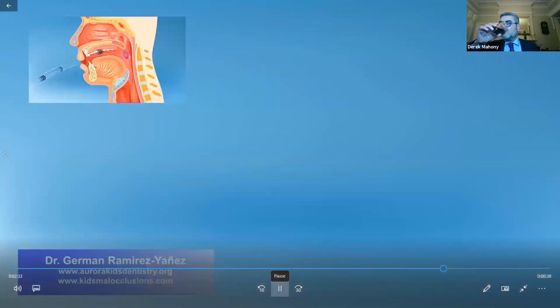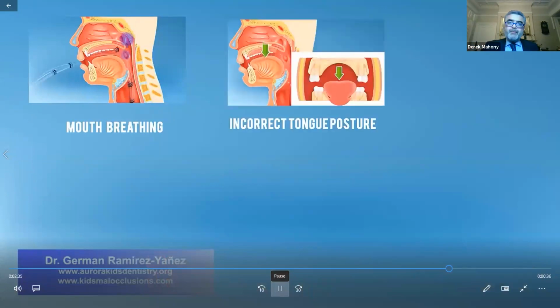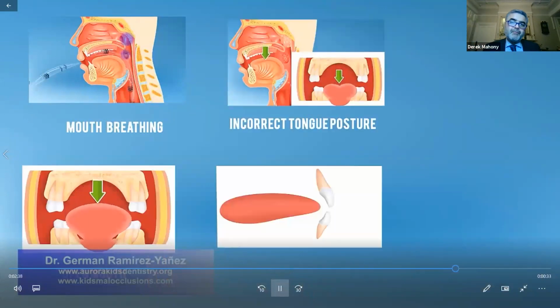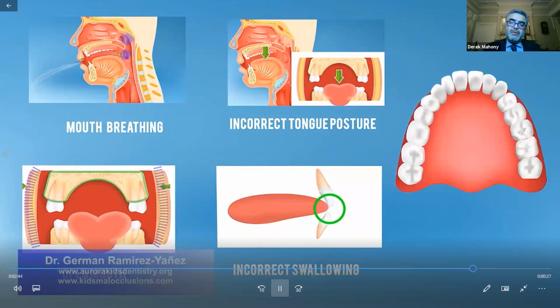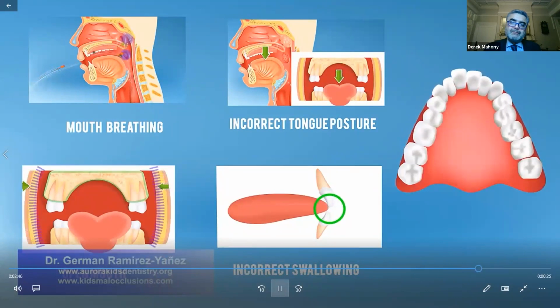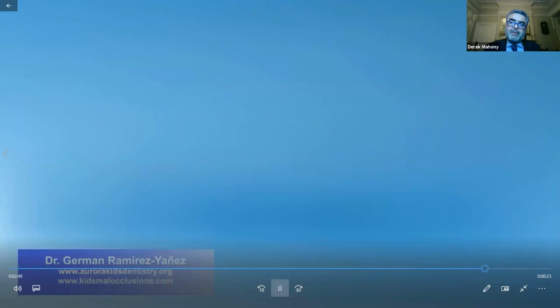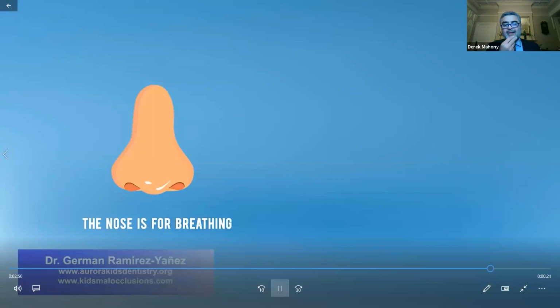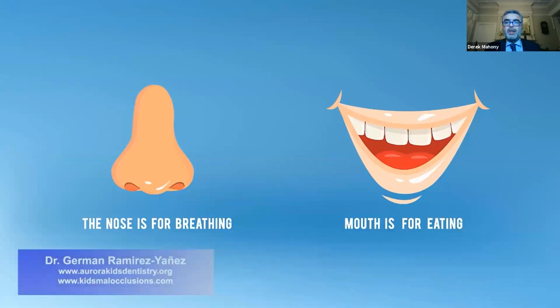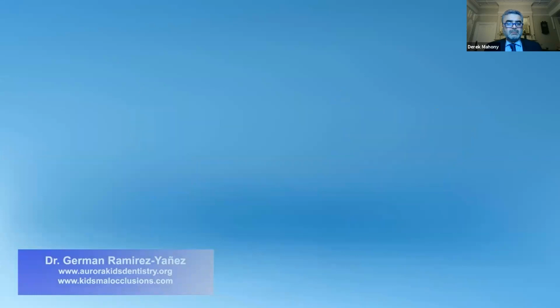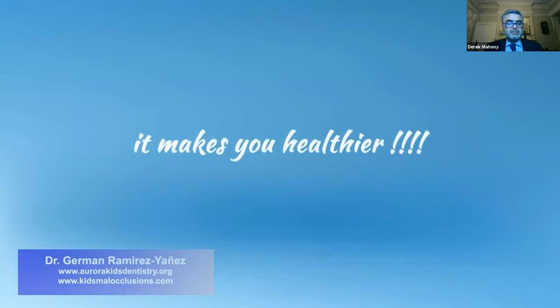All those dysfunctions, mouth breathing, incorrect tongue posture, open mouth, and incorrect swallowing, are going to continue affecting the growth and development of your upper and lower jaws. And as a consequence, there is less room for your teeth and they become crooked. Remember, the nose is for breathing and the mouth is for eating. Breathing through your nose and keeping your mouth closed with your lips together is going to help your upper and lower jaws to grow and develop better. But more importantly, it makes you healthier.